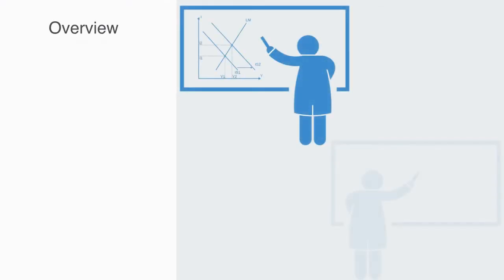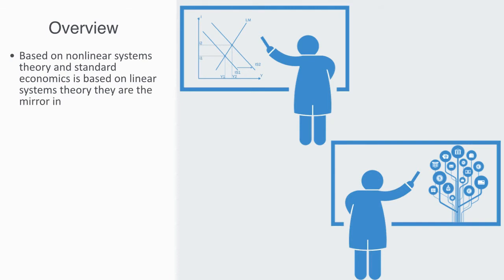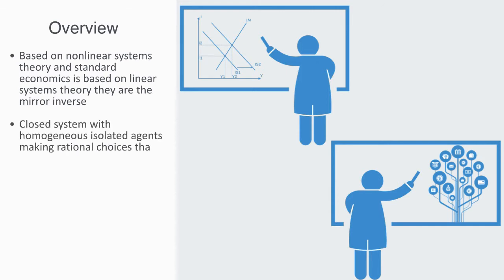Because complexity economics is based upon non-linear systems theory and standard economics is based upon linear systems theory, they are, from a theoretical point of view, essentially the mirror inverse of each other. They're both looking at the same economy, but looking at it through a different paradigm, whereas standard economics models the economy in terms of a closed system with homogeneous, isolated agents, making rational choices that lead to equilibrium static macro-level outcomes. Nonlinear models are going to give us a very different picture.